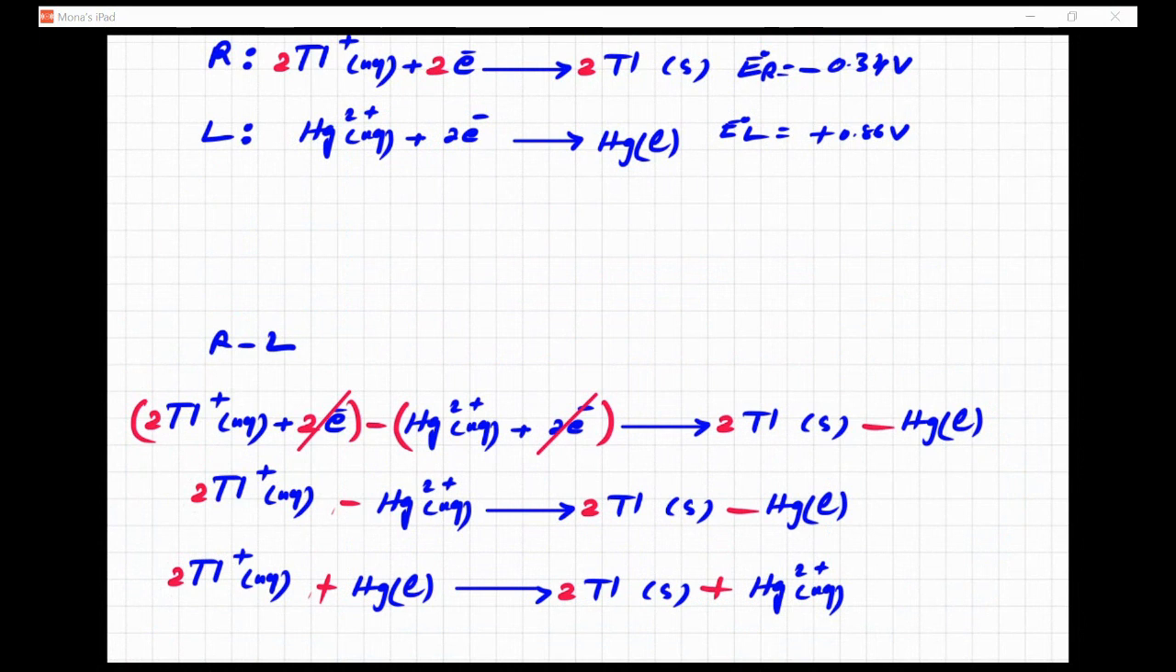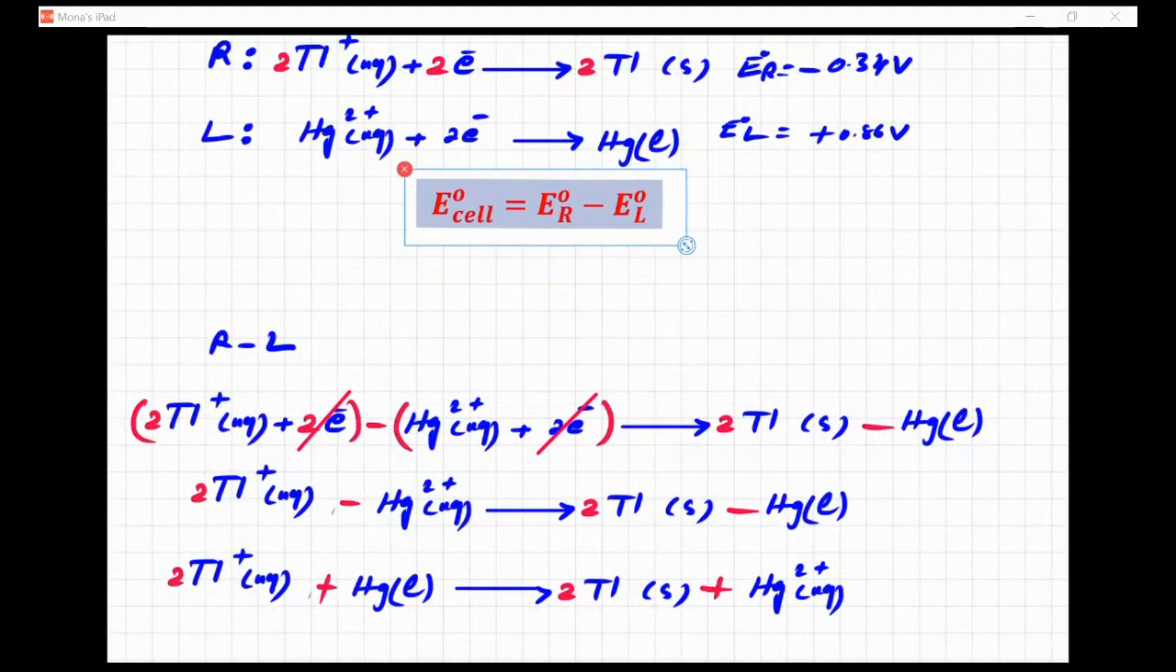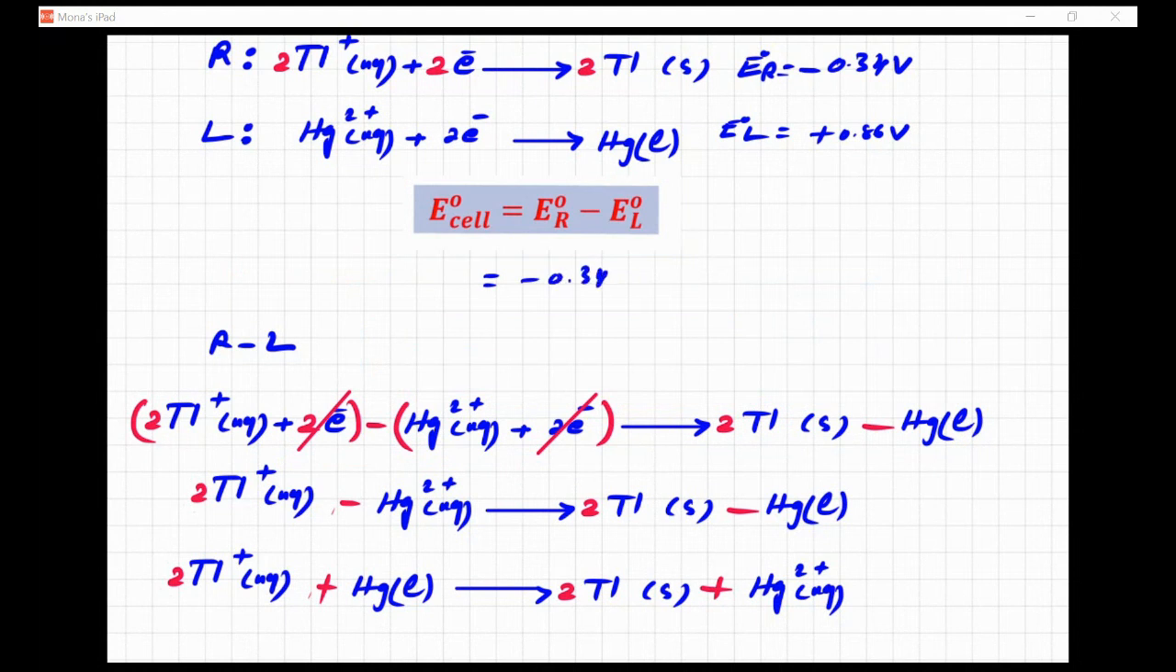Okay, the standard cell potential, which is E right minus E left, right? So this is the standard potential equation, and we always have to write it and substitute. So E cell standard is equal to E right, which is minus 0.34, minus 0.86, which is equal to minus 1.20 volt. Of course, as you are aware, this is non-spontaneous, and it is in favor of reactants, sorry.